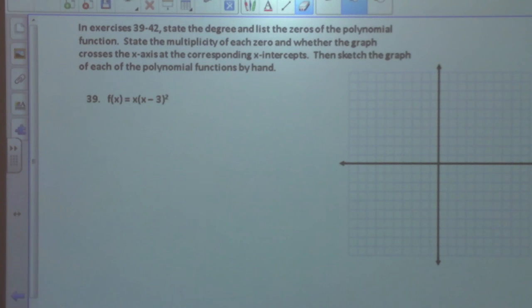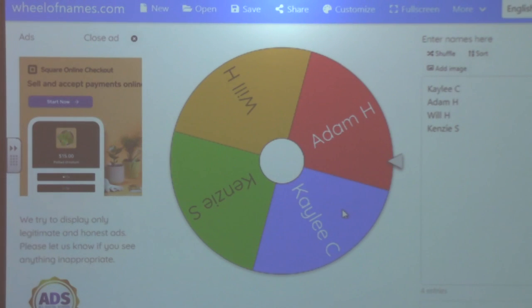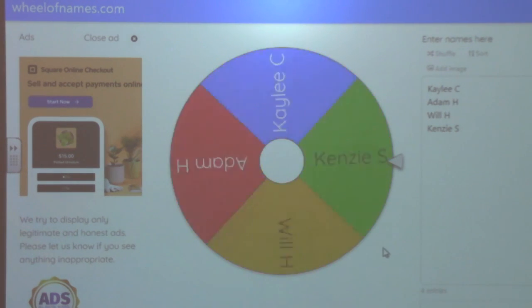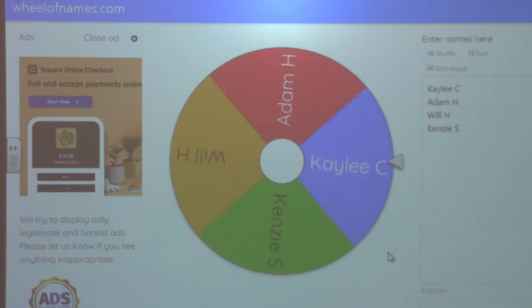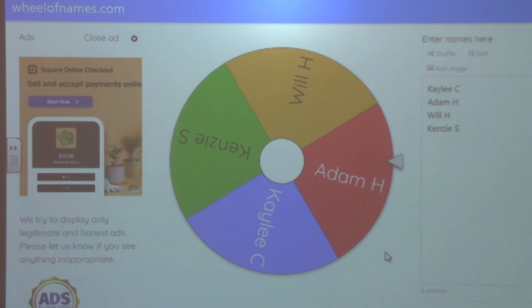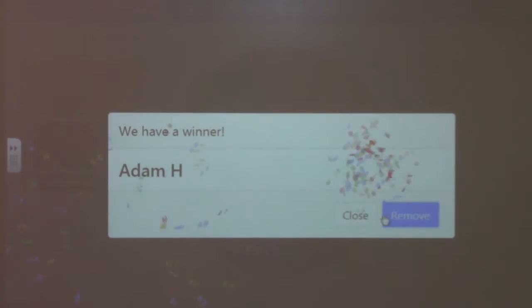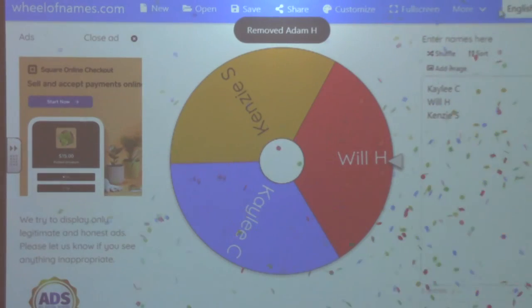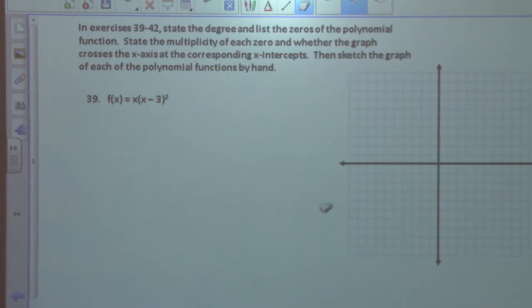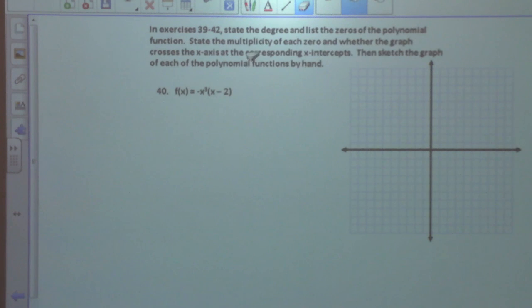Okay, let's get to our, we're down to a few contestants left. And we know Will's not here today, so Will won't even count. Hey, Adam. The atom bomb. We got the atom bomb. Okay, Adam, help us out.